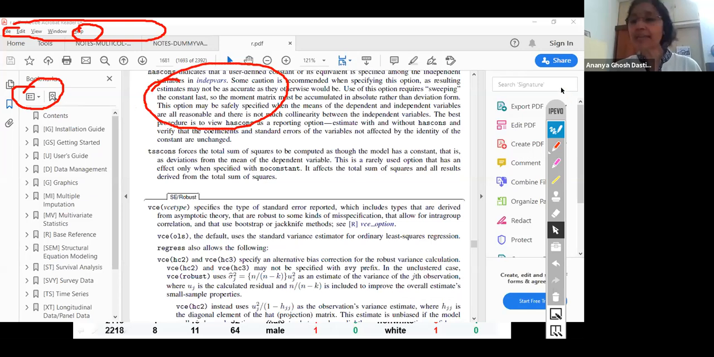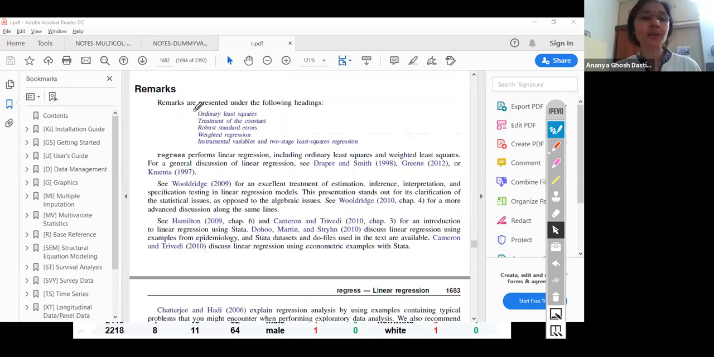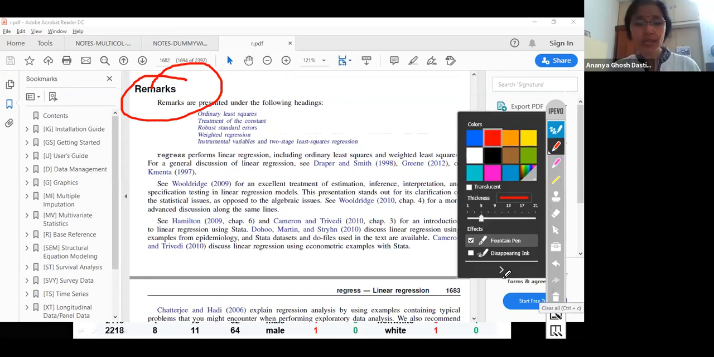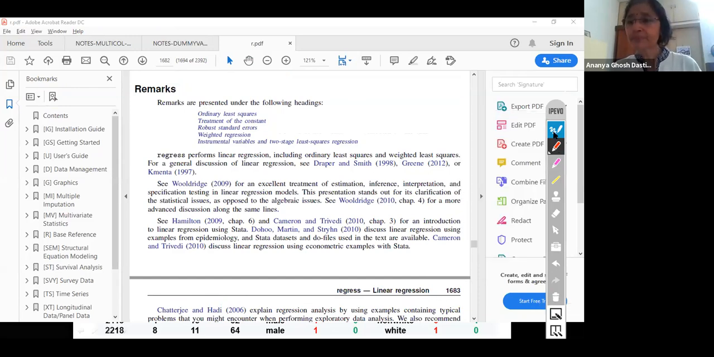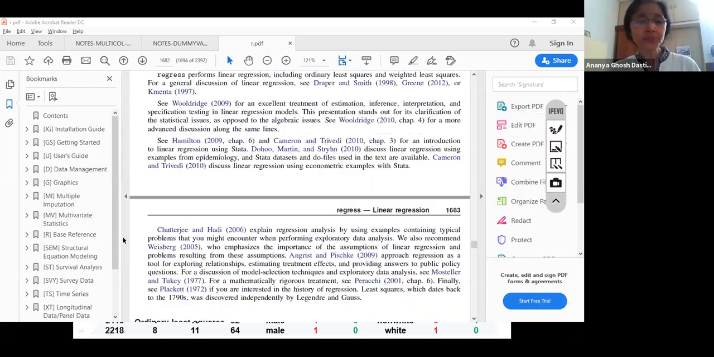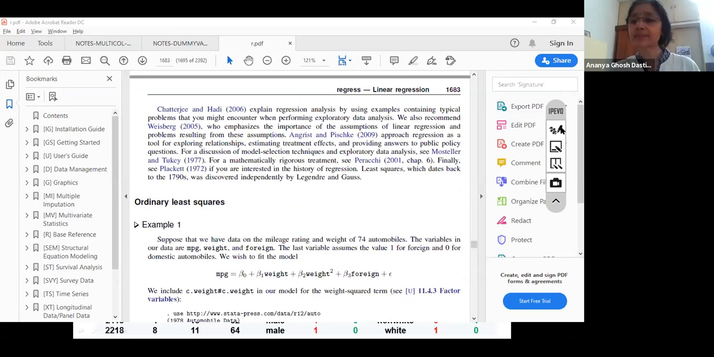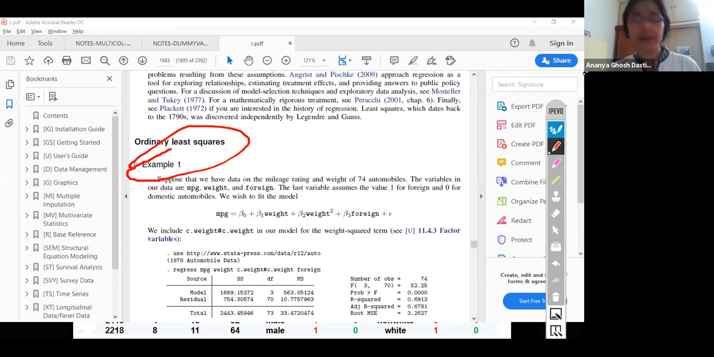You will find a lot of help, and especially under the category called remarks. If you look at help under the category called remarks, you will see that there is a lot of help using examples and so on and so forth. Here you go. You will see that there are lots of examples that have been worked out.